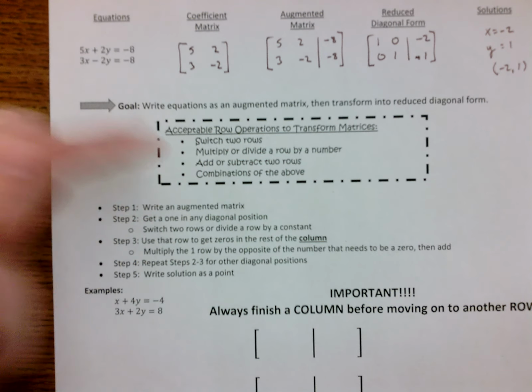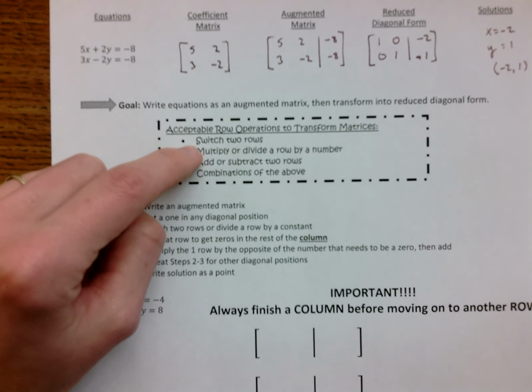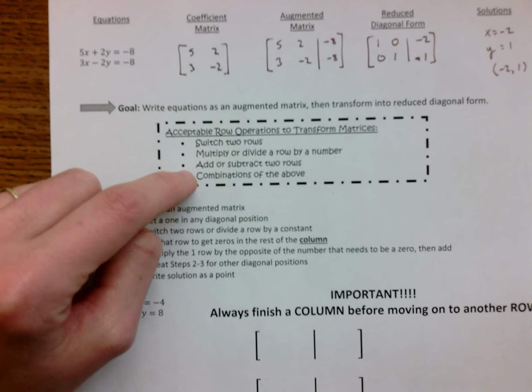Thing number 3 is you're allowed to add or subtract 2 rows, which again makes sense because that's something that we were allowed to do with elimination, right? We would add the 2 rows together, the 2 equations, so that we cancel out a variable. Okay, and then obviously, you can do combinations of the above. So you could multiply a row by a number and then add it to another one.